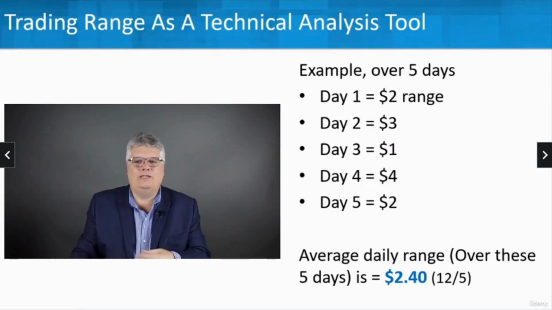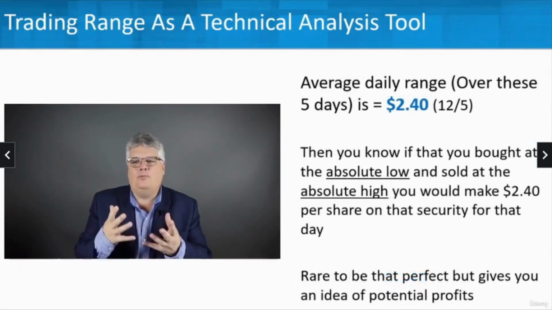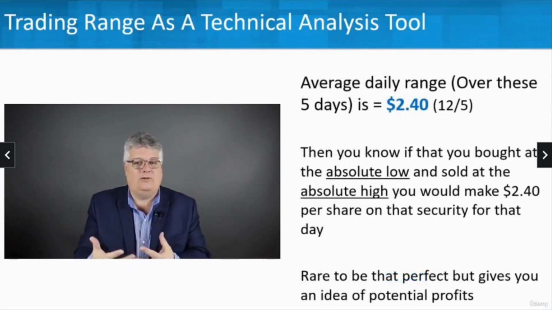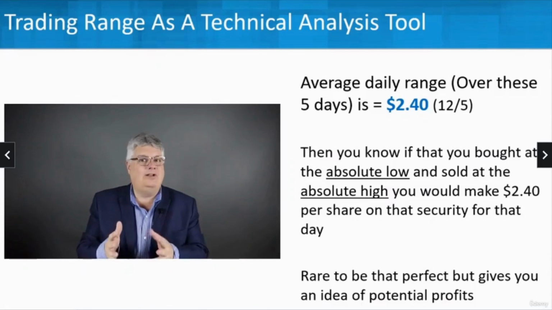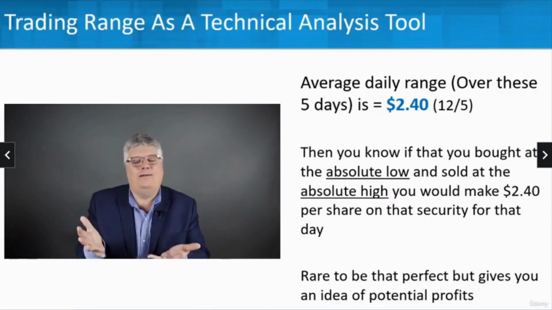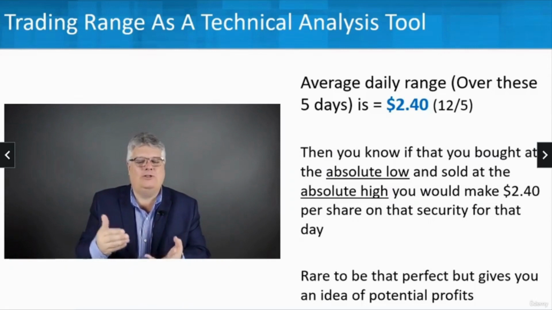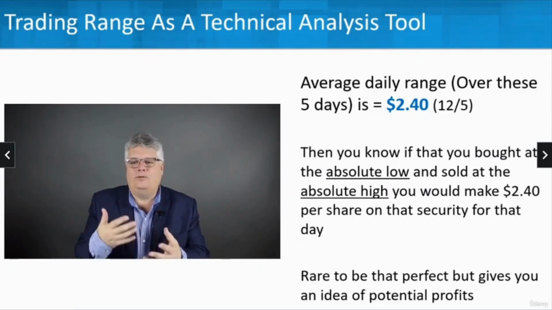So we have $2.40. So let's say over that daily range, that $2.40, then if you had bought at the absolute low in this particular example over that days of trading, and you sold at the absolute high, then you would have made $2.40 per share of security that you had for that particular day, or during that particular series. Now, is it common to buy at the absolute low and sell at the absolute high? No, not at all. But you might be near each of those extremes as far as getting that, and you can get a feel for what are your potential profits.